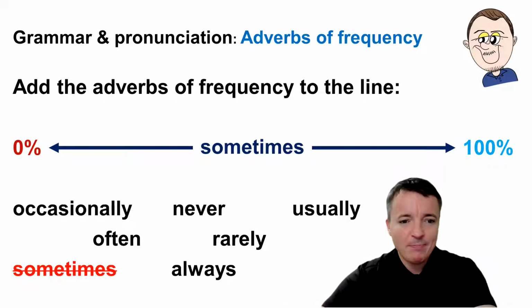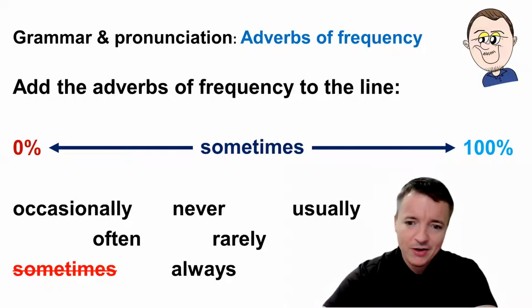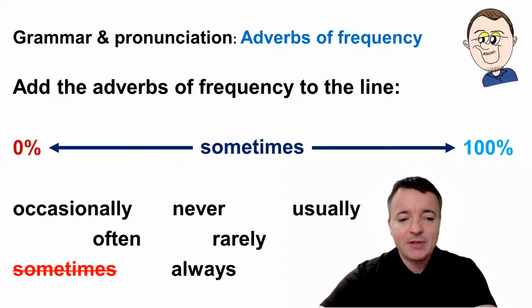Okay, so for example, sometimes is, yeah, it's sometimes. Not always, not never, sometimes. In the middle, 50%. How about the others? Can you match the others? Okay, let's check the answers.